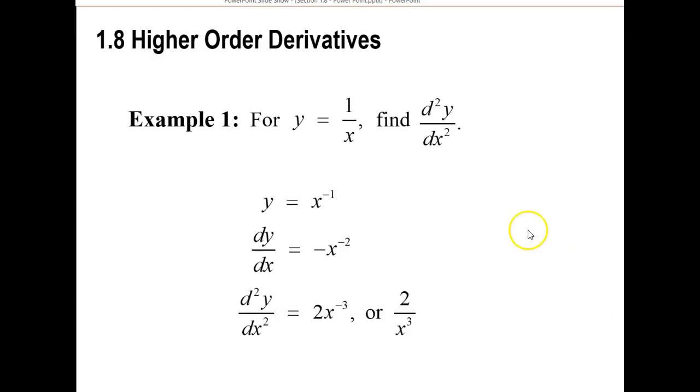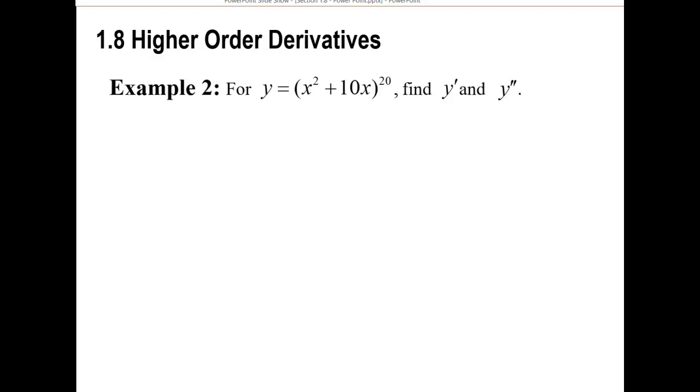Then my second derivative would be taking the derivative of this. So bringing down the negative 2, giving me a positive 2x, and then to the negative third, because we're subtracting 1 here. And then I could rewrite that as 2 over x cubed by moving my x term to the denominator to make the power positive.